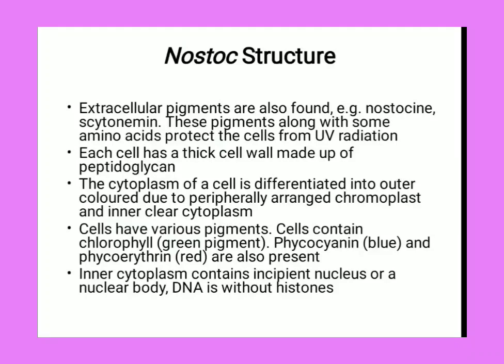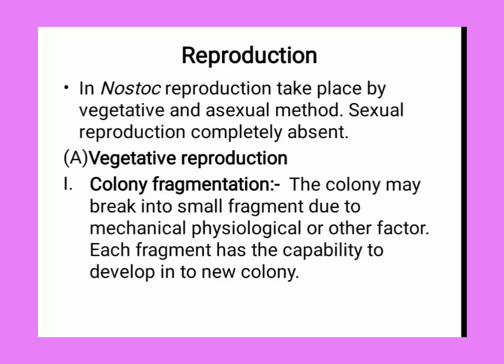Okay, this is the structure of Nostoc. And now its reproduction. In Nostoc, reproduction takes place by vegetative and asexual methods. The sexual method is completely absent, because they are prokaryotes, like bacteria. So it is vegetative and asexual reproduction. Sexual reproduction is completely absent. The first is vegetative reproduction.